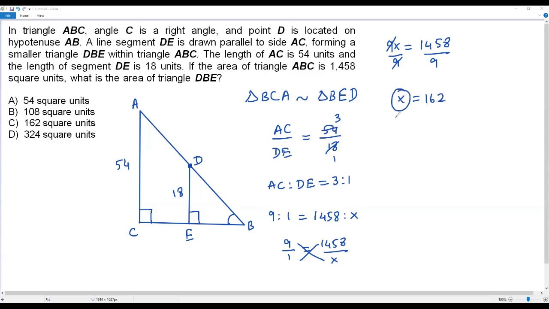Actually, I have assumed x as the area of the smaller triangle DBE. So now I got the area of the triangle DBE, that is 162 square units. So we find this 162 in answer choice C. So the correct answer choice for this question is C, 162 square units.